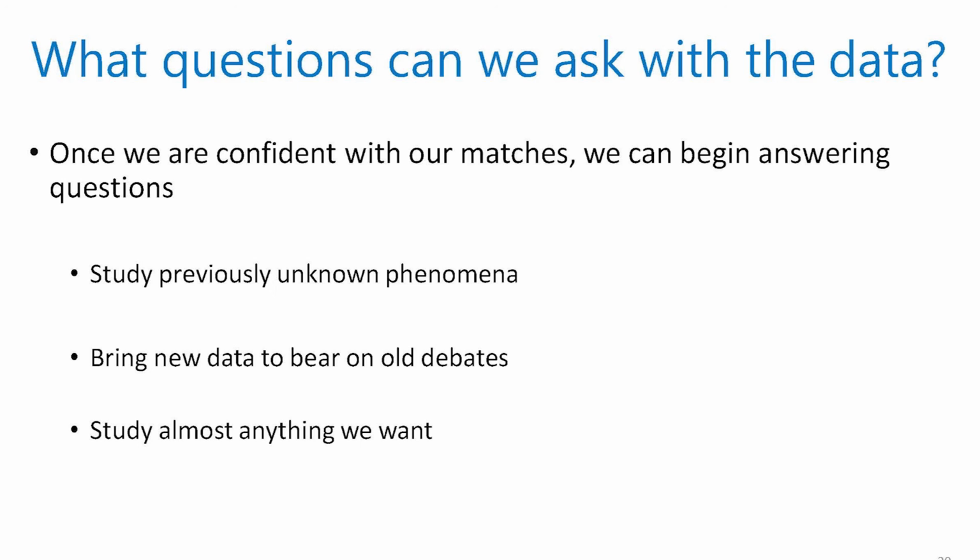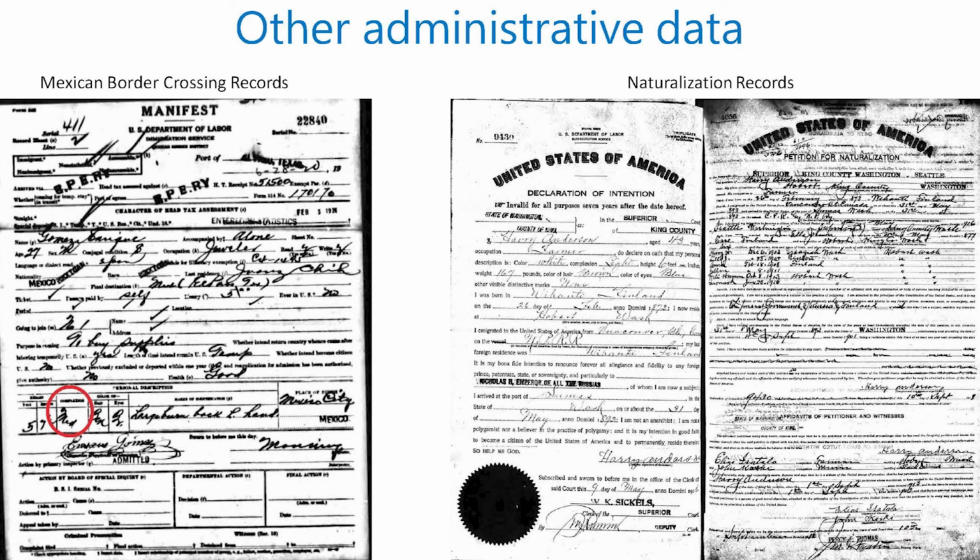You can also bring in this new data to bear on old debates. We've been discussing what happens to historical immigrants for a very, very long time, since the 70s and 80s. And so we can actually enter these debates and try and assess who was right, who wasn't right. But we're not limited to passenger records and censuses. There are other administrative data sources that we can use that have built-in panel data sets.